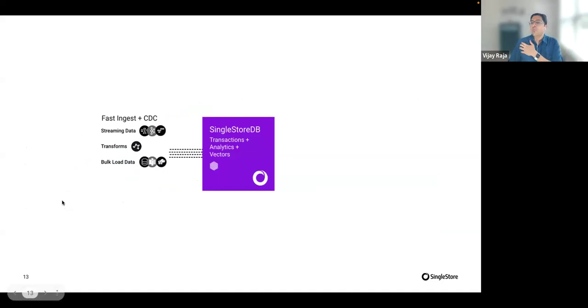So one of the key capabilities that we have, which I briefly mentioned, is called SingleStore pipelines. What this enables you to do is bring in distributed, high throughput, parallel streaming ingestion from multiple data sources like Kafka, Amazon S3, Azure Blobs, MySQL, MongoDB. MySQL, again, as I mentioned, is a source. You can bring in data in real time, and you can use SingleStore to do transactions, analytics, and vectors in the same database.